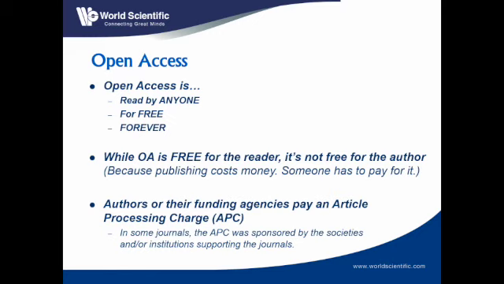Open access is free for the readers, but it's not free for the author, because publishing costs money and someone has to pay for it. If not the readers, then the author has to pay. So authors or their funding agency pay an article processing charge to make their paper freely available to everyone. In some journals, the article processing charge is sponsored by the societies or institutions supporting the journal. There are different cases, but the majority of the time, the article processing charge will be paid by the author, their funding agency, or their home institution.